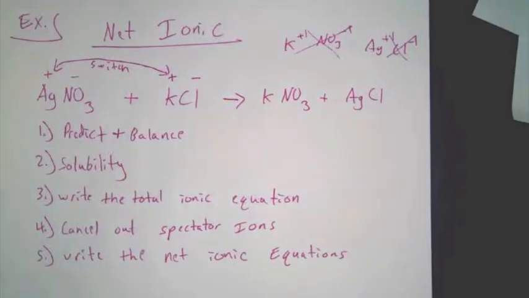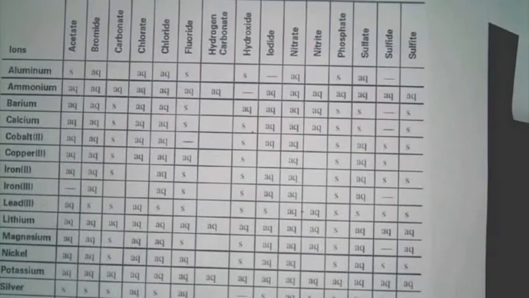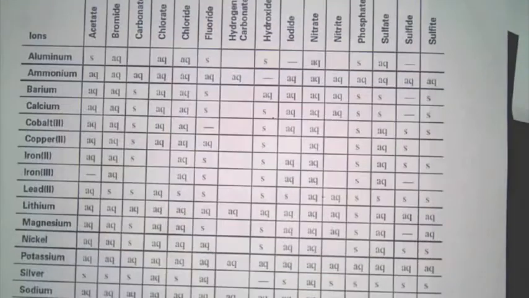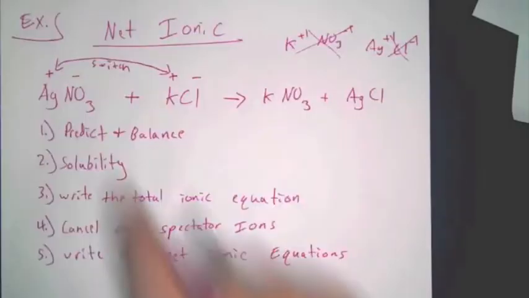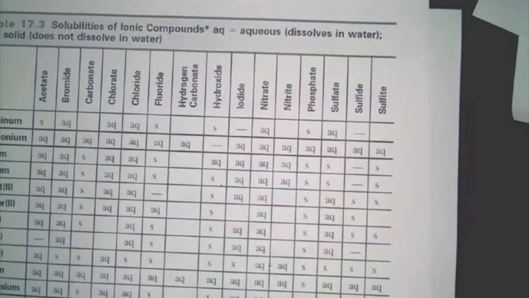So you get your solubility chart, or you apply the solubility rules if you have those memorized, which none of you do in here. And you're going to just look and say, all right, what's soluble, what's not. So, silver nitrate. Remember, I already told you everything for nitrate is aqueous.